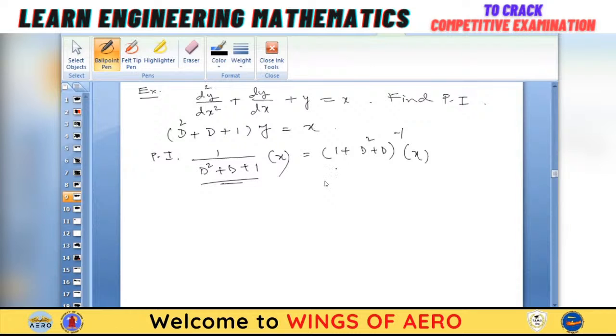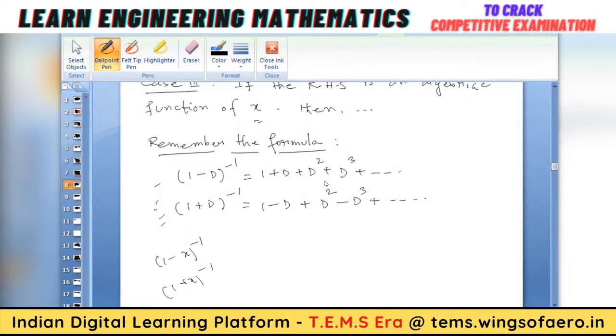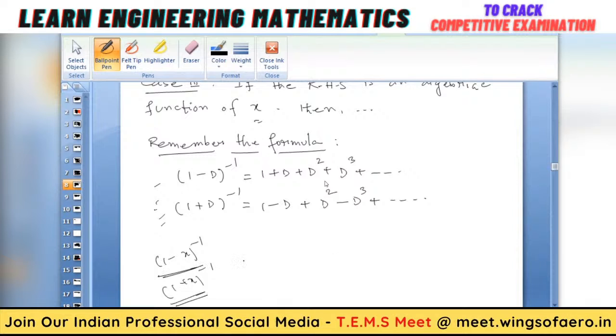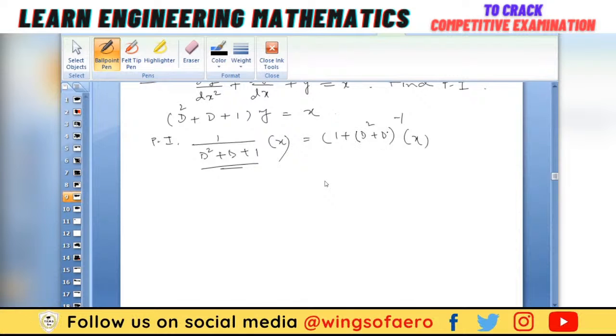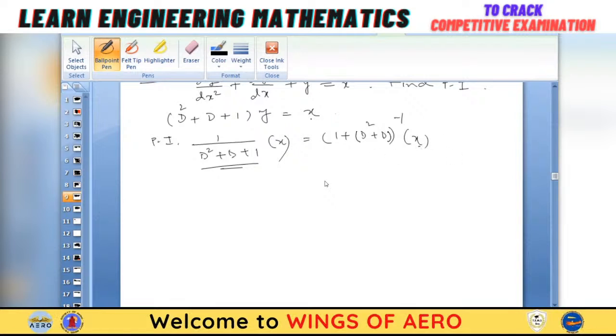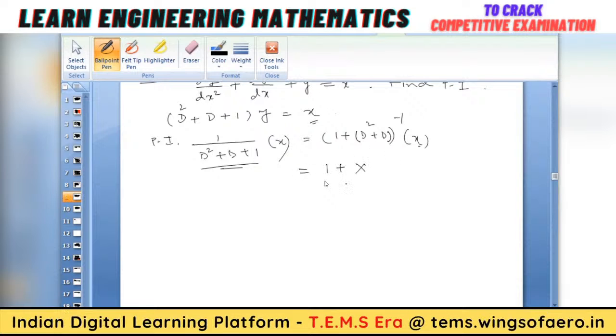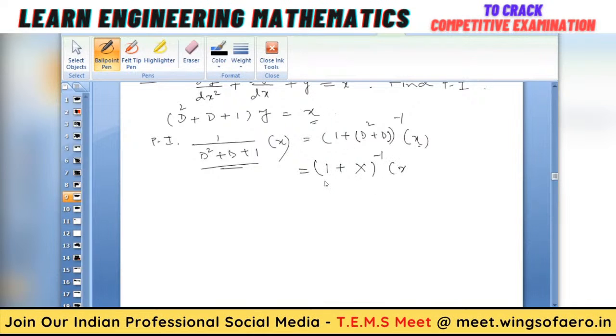Now your target is always to find the form 1 minus x or 1 plus x whole to the power minus 1. So 1 is already there. If I take this term, d square plus d, as capital X, not x, because x is already the variable, then we should consider it as 1 plus capital X whole to the power minus 1 of x.